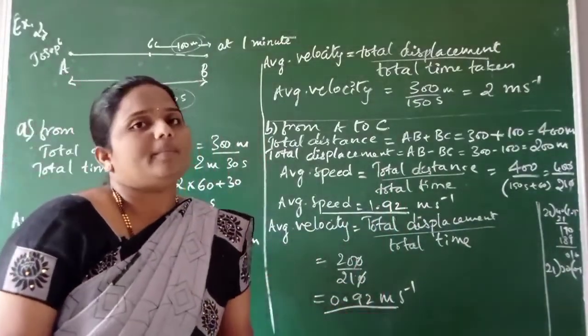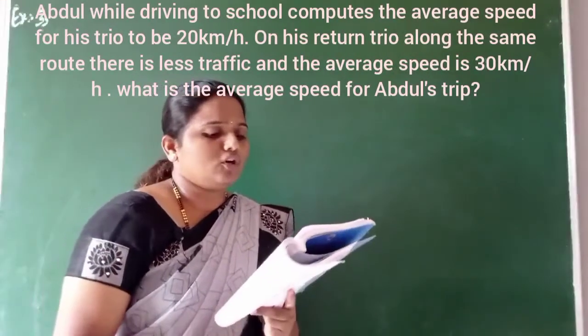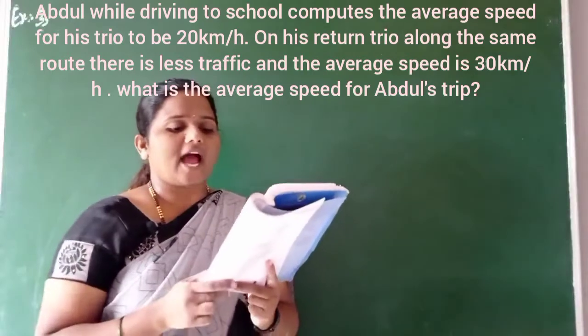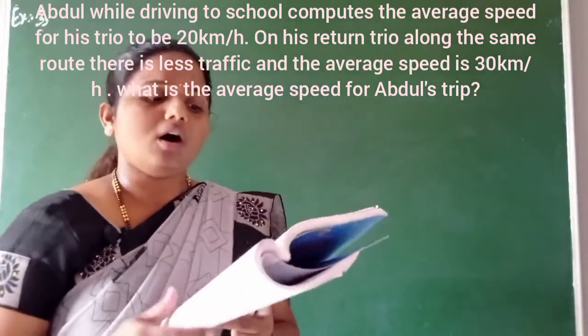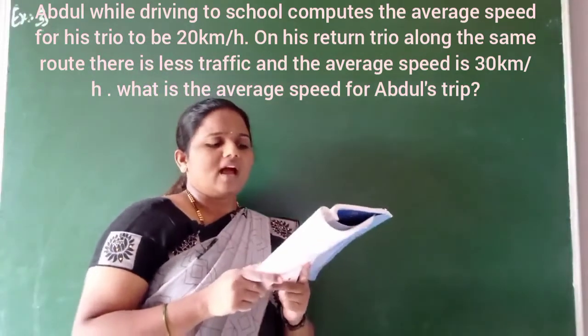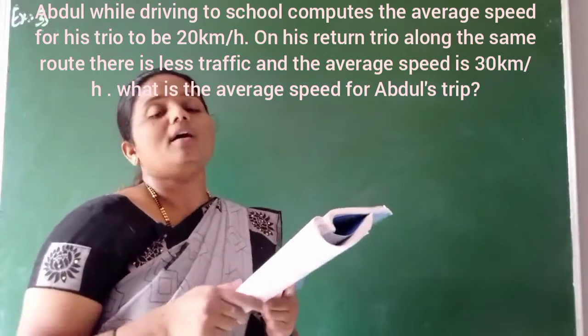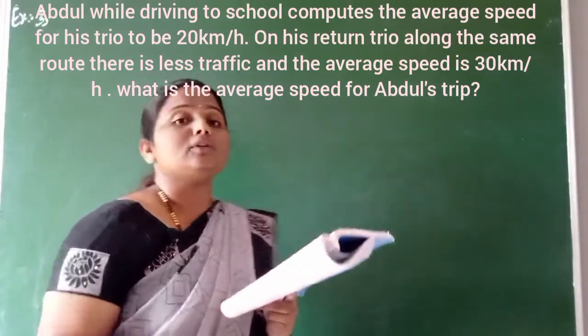0.92 meter per second. Is it clear, children? The question is this. Abdul, while driving to school, computes the average speed for his trip to be 20 km per hour. On his return trip along the same route, there is less traffic and the average speed is 30 km per hour. What is the average speed for Abdul's trip?